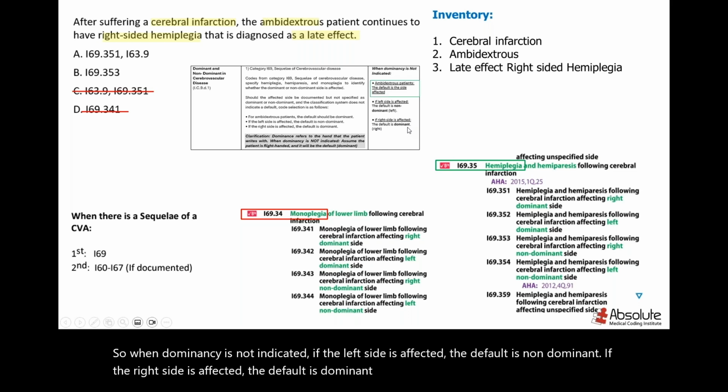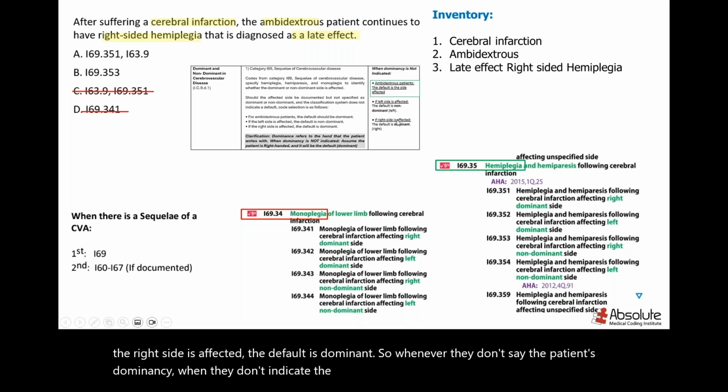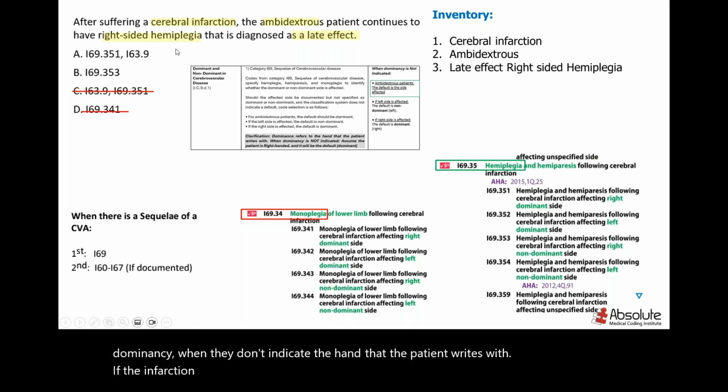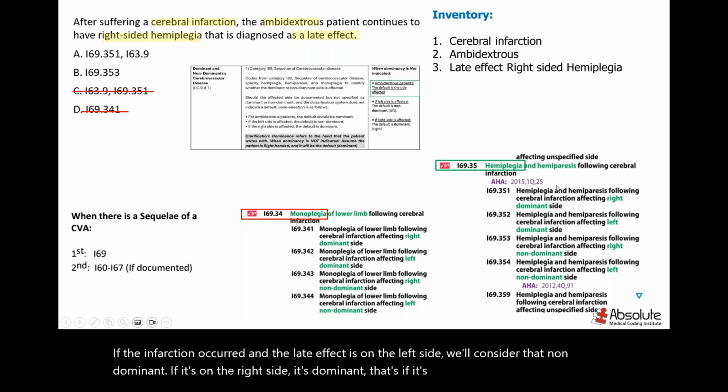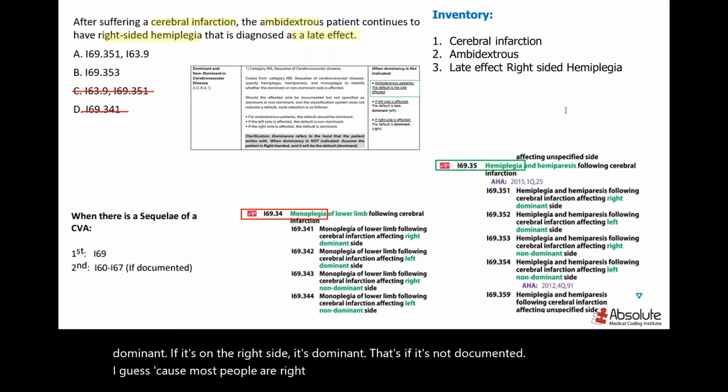So whenever they don't say the patient's dominancy, when they don't indicate the hand that the patient writes with, if the infarction occurred and the late effect is on the left side, we'll consider that non-dominant. If it's on the right side, it's dominant. That's if it's not documented. I guess because most people are right-handed, so they just assume that. All right, so the answer is A.